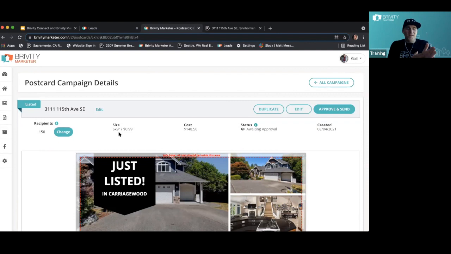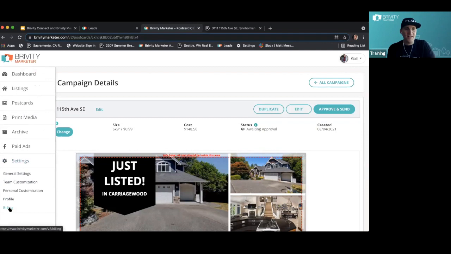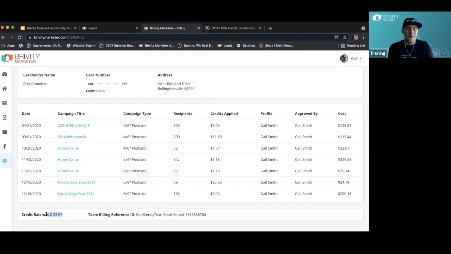And in fact, if they get returned, let's say that this lady Gail here was sending 150 postcards and 15 of them came back to her. We give her a credit back, right? We can see down here in her billing, she gets a credit back. In fact, Gail's got a balance, right? A positive balance. We owe her $22.67. This is probably from the last postcard campaign she sent out, right? She got a credit back on this last campaign because 18 of the postcards didn't end up making it to their house. They got returned. Fine. We give Gail a credit back for that.